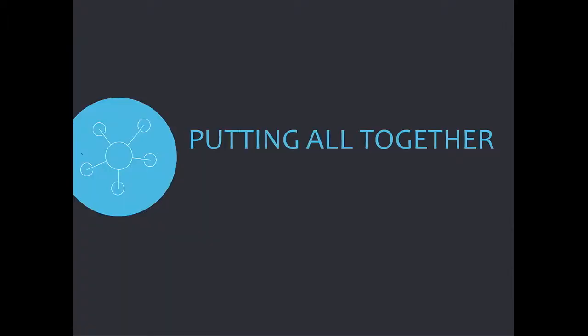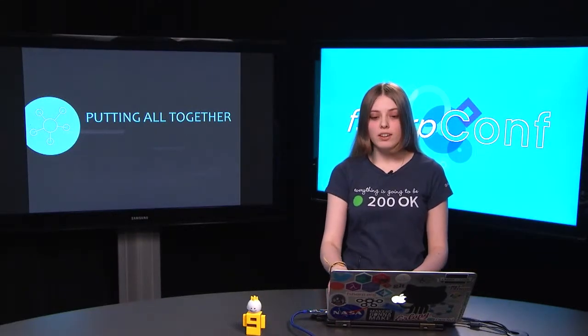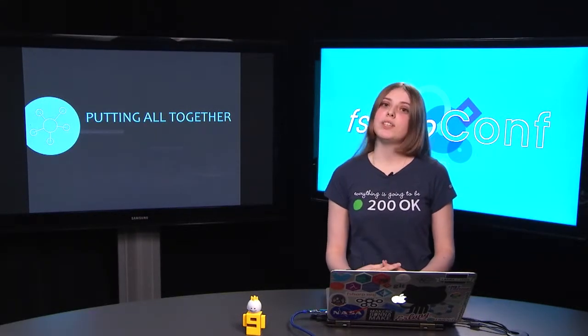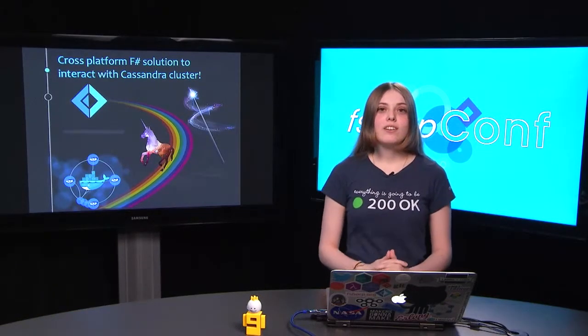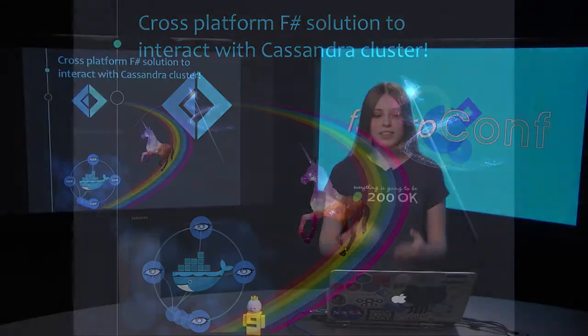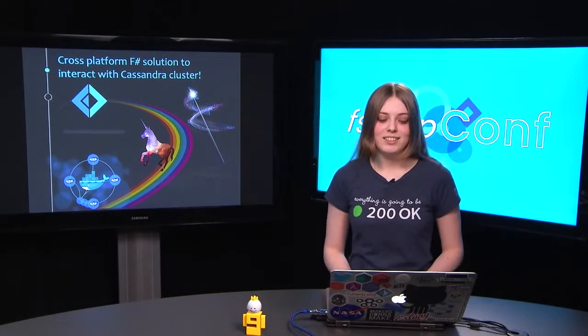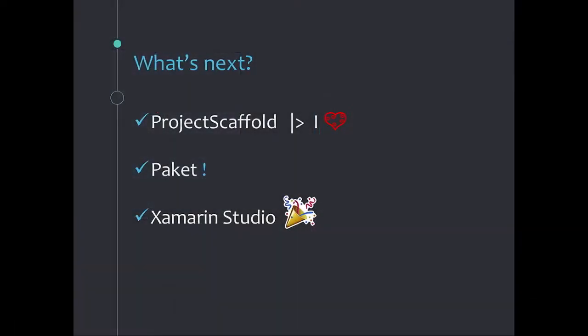And the next thing is the most exciting part of the talk: putting this all together and seeing how this works in the F# infrastructure. So now we're going to make the cross-platform F# solution to interact with the Cassandra cluster that we have successfully built already. That's just half of the battle. And now we're going to talk about the creation of the project.